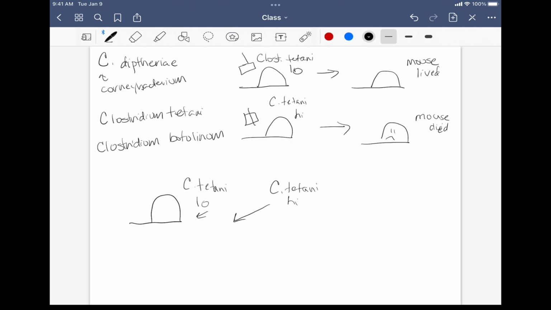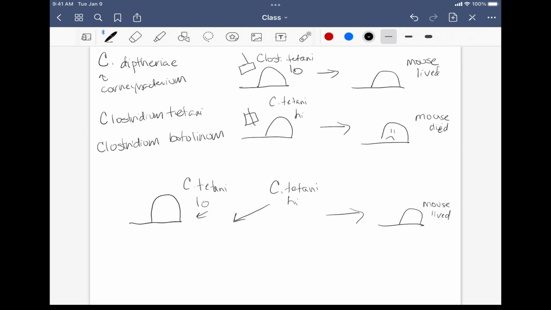However, if the mouse had previously received a low dose of Clostridium tetani before receiving that high dose of Clostridium tetani, now this mouse lived. And so this indicated to von Behring and Kitasato that previous experience with this infection somehow gave the mouse immunity to what was previously a lethal infection. So this lower dose of Clostridium tetani was able to provide some immunity.